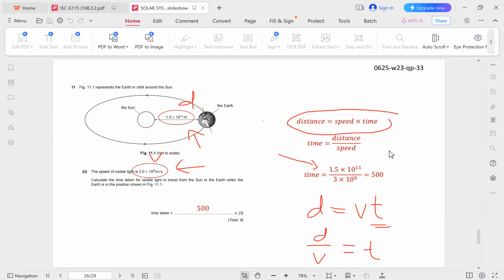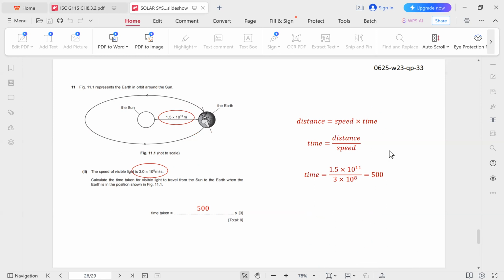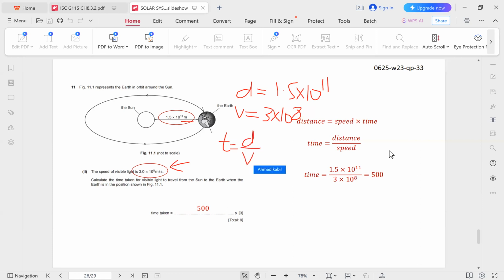It's a simple matter of dividing the distance by the speed. This has the unit of meters, so we know that this is the distance. And this has a unit of meters per second. We know that this is the speed. And all you have to figure out is that time equals distance over speed, and you do the calculation.